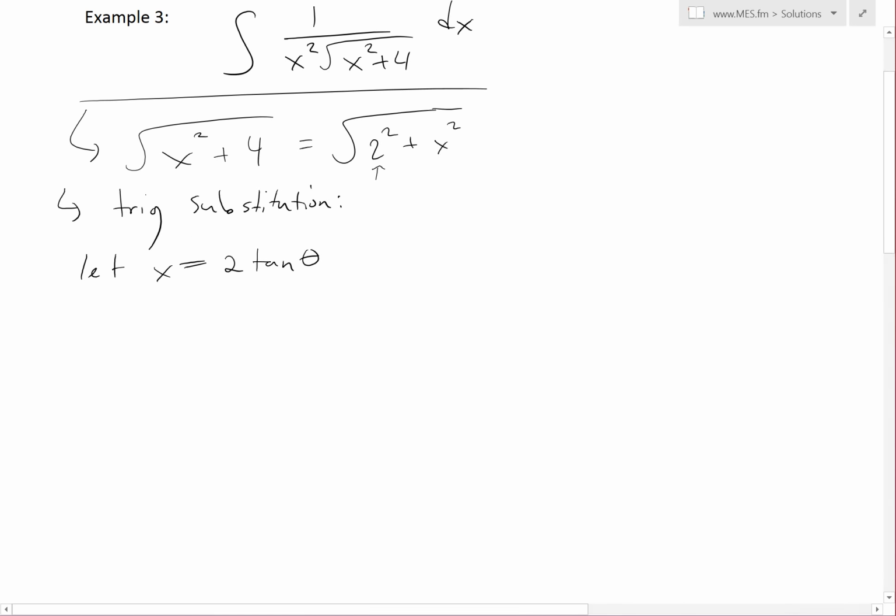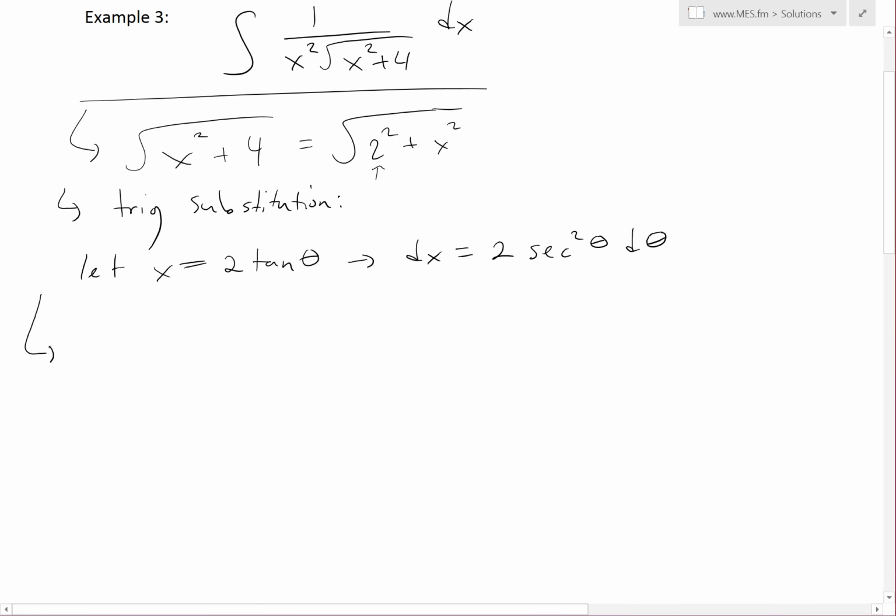So we're going to switch the variable from x to theta, and in this case dx is going to equal 2 times the derivative of tan, which is just secant squared theta, and then always include the d theta at the end.